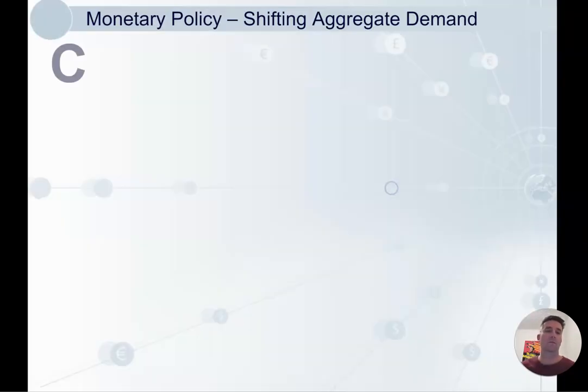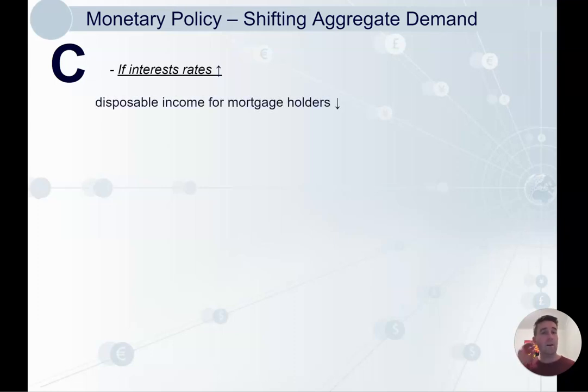Okay, so how does this affect aggregate demand? Let's just have a look at it. So C, consumption. That is definitely affected here. So if interest rates go up, what's going to happen? The disposable income for mortgage holders will go down. So mortgage holders have to pay extra each month on their mortgage. The interest portion of their mortgage increases. So they have less money to spend on consumption.